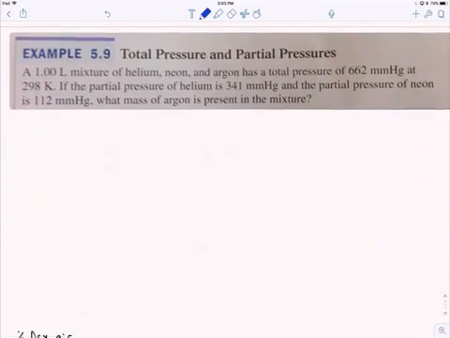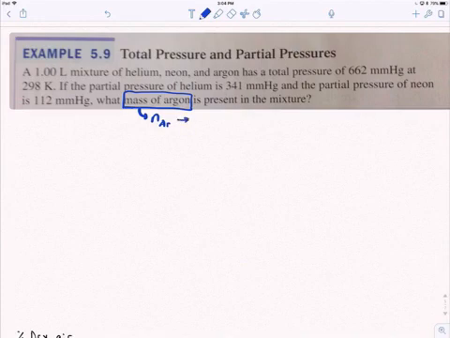So we'll go a 1 liter mixture, helium, neon, argon, total pressure 662 millimeters of mercury at 298 K, 25 degrees Celsius. The partial pressure of helium is 341 millimeters of mercury. Partial pressure of neon is 112. What's the mass of argon? Okay, so the way we're going to solve this problem, what we need is the mass of argon. So we can get that from the moles of argon. And the moles of argon we can get via the ideal gas law. But we don't know the pressure. But we can get the pressure from the total pressure. I'll show you that in a second.